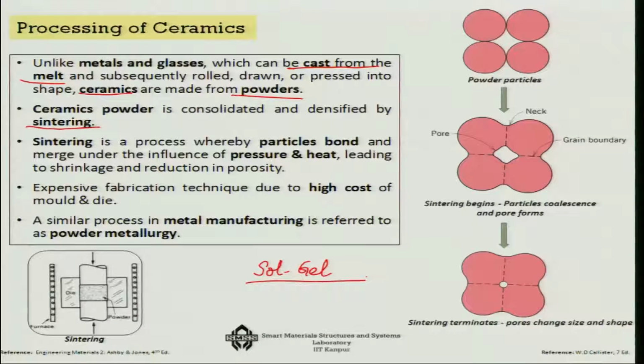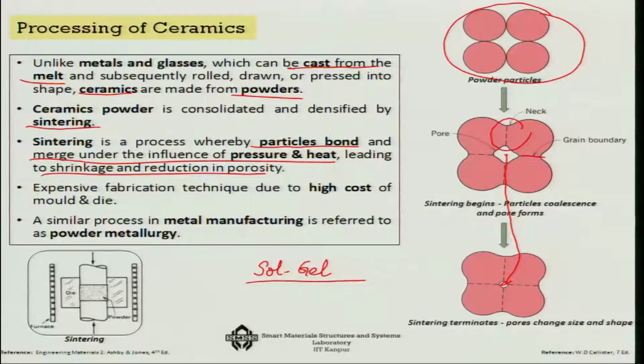So, ceramic powder is consolidated and densified by sintering. Now, what is sintering? This is a process whereby particles bond and merge under the influence of pressure and heat. So, high pressure and high temperature. This will lead to shrinkage and a reduction in porosity as well. This is what we have tried to show here: these are the powder particles to begin with, and then you apply high temperature and pressure, and there will be some pores and the particles are going to merge. These are the neck areas and the grain boundaries are here. As you apply more and more pressure and temperature, it shrinks from this to this; you can see that there are pores, but it is gradually shrinking.